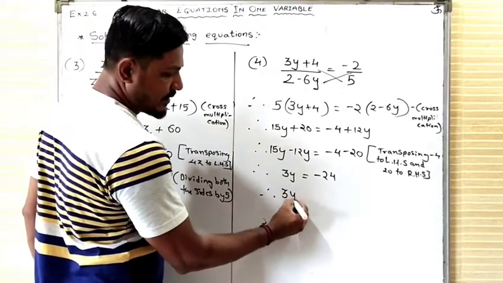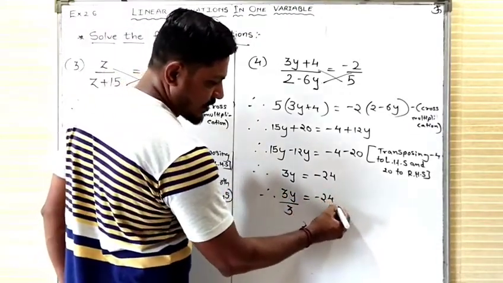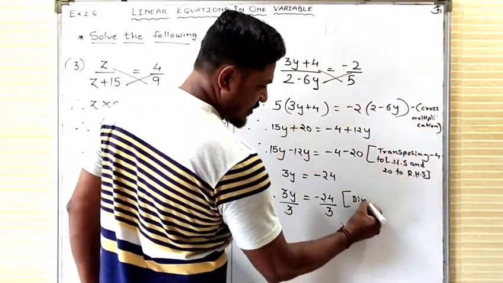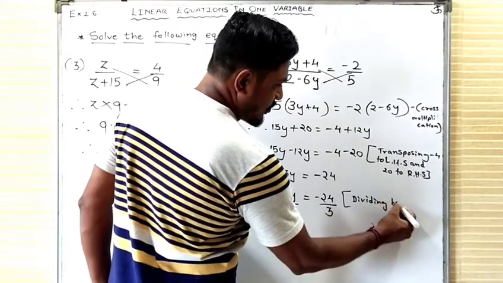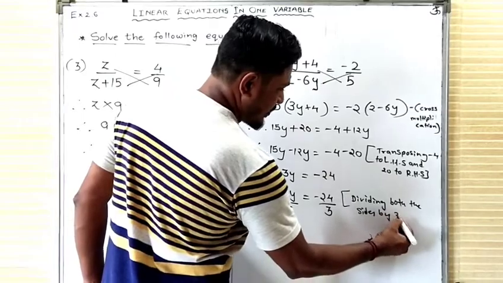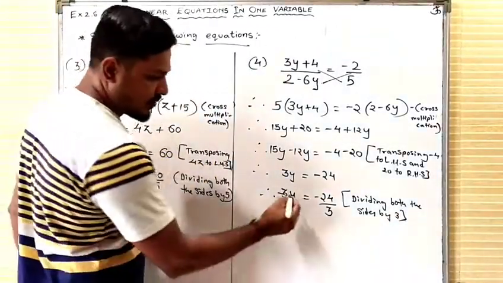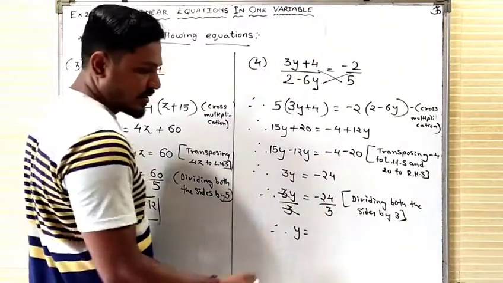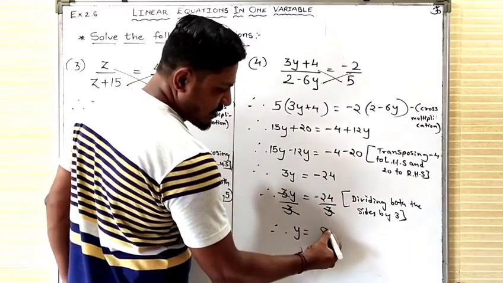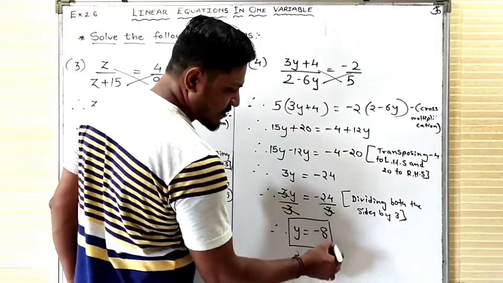Now here 3 is with the variable y, so I need to eliminate this 3. So what I will do, I will divide this 3y by 3. So the same value I am going to take toward my right hand side. So here you have to write dividing both these sides by 3. 3 and 3 will get cancelled. Now what is left? Y. Now see if it is divisible, yes. 3 8s are 24. So negative 24 is there, the value will come in negative, that is negative 8.